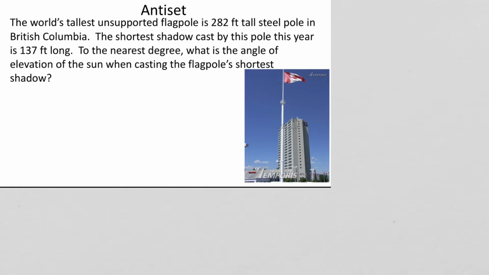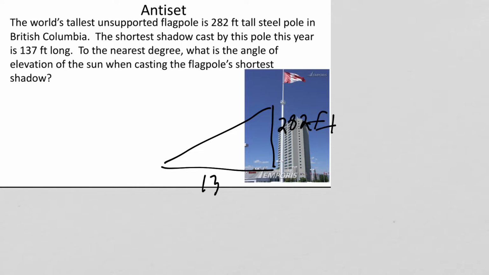So this pole, if I go ahead and make our right triangle, the height here is 282 feet. The shadow is 137 feet long. The sun is over here. They want to know what is the angle of elevation of the sun when casting the flagpole's shortest shadow. So remember, angle of elevation is with the horizontal going up. So it's not the angle up on the top there, it's the angle right here. This is the angle I'm looking for.